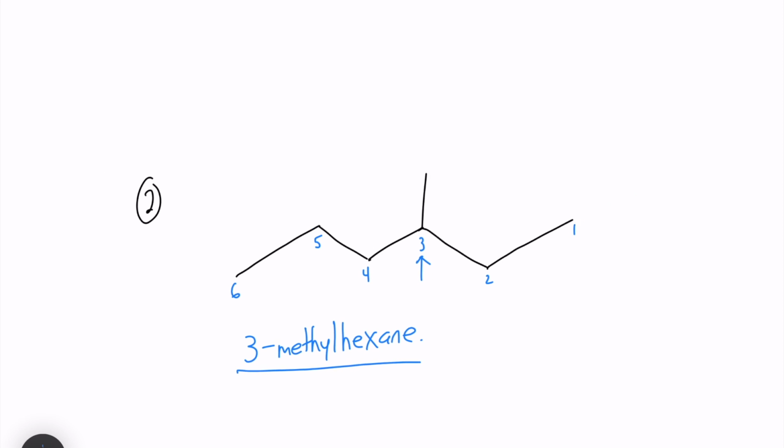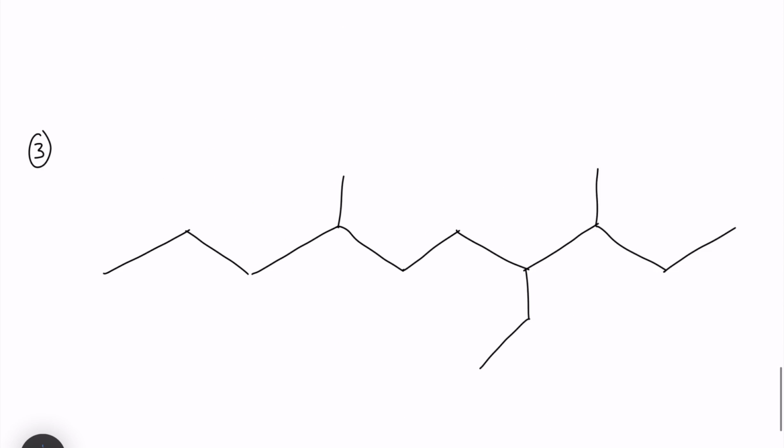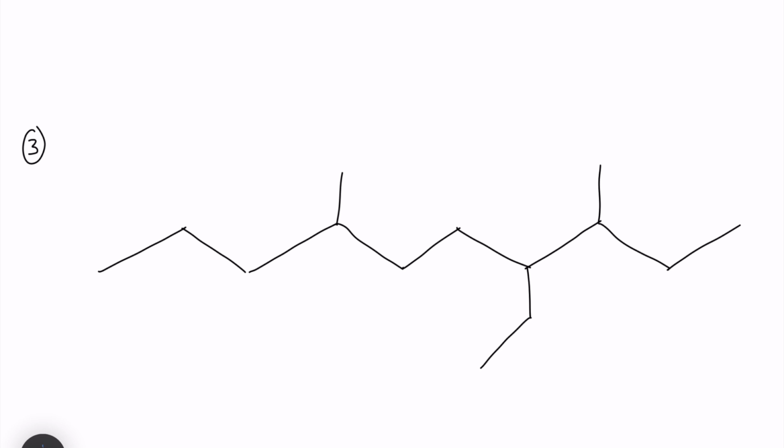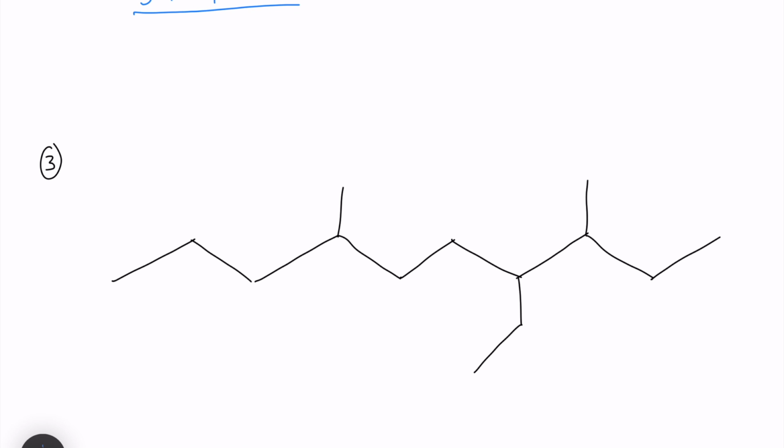All right, let's move on to example number 3. This is a little bit more intimidating here, but I think we can accomplish this. So again, we're going to start off by numbering our carbons. First I'm going to try left to right. So we have 1, 2, 3, 4, 5, 6, 7, 8, 9, and 10. So our longest parent chain is going to be decane. I am going to write that down actually, so we have that for later.